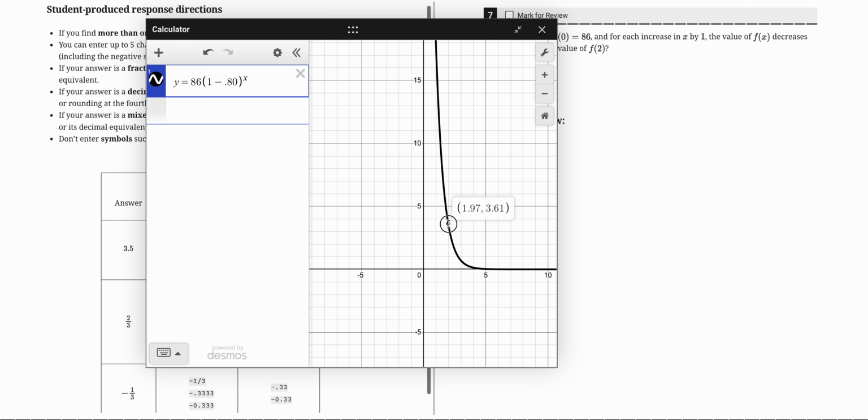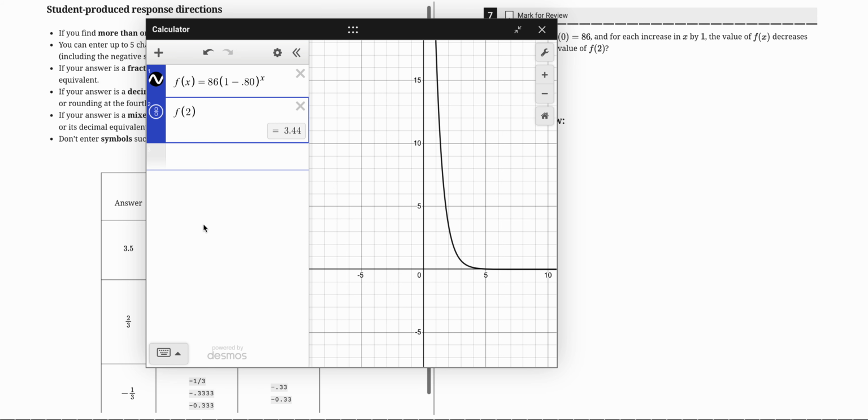You can look really close. And now you want to be precise enough. So you know what you can do? You can even do this. You'd be like, oh, f of x. Then what's f of 2? Oh, 3.44. Perfect. You just have to know how to use the tool. See, it says powered by Desmos. You can just go to www.desmos.com and play around with this and ask yourself, how many SAT questions can I just use this calculator for?